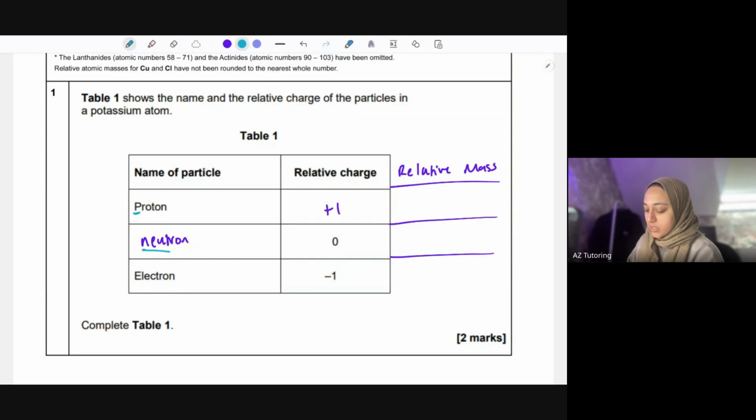The relative mass of each of them: for proton and neutron, the relative mass is 1. And the electron, we don't say 0 because nothing can have 0 mass, but you could say that it's really small. You could say 0.00005, you could say 1/2000, or so on. So it's just a really small mass in comparison to both the proton and the neutron.